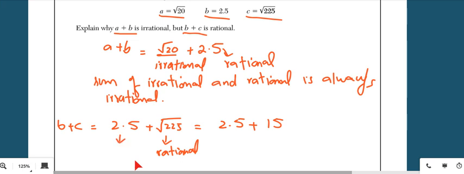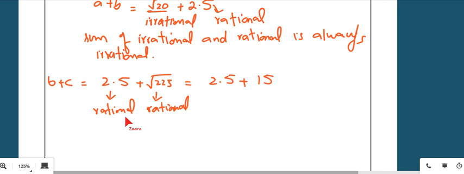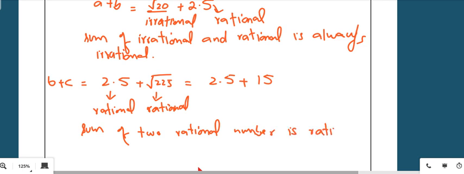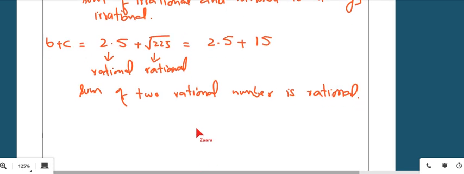Our target is not to get the answer, our target is to tell why it is rational. So, because it is the sum of two rational numbers, the sum of two rational numbers is rational. So we have a very clear answer to this question: the sum of two rational numbers is rational. Clear? Okay, moving forward to the next question.